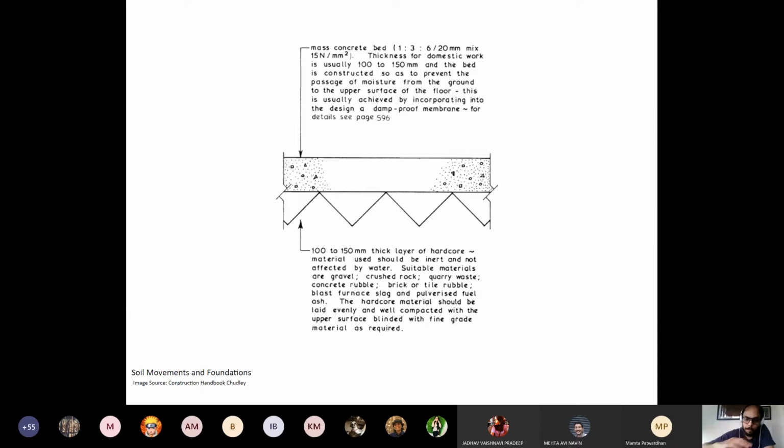The upper surface is blinded with fine aggregate like sand. It's not shown in the drawing, but generally the upper surface here is laid with sand because that levels out the surface when you are putting a PCC bed. This is what a PCC bed is. For domestic works the thickness is different, meaning if you're doing it in your plinth it will be different from the thickness when you're putting it at the foundations. This happens at the base of the foundation; it also happens in the plinth, but it is important at the base of the foundation.